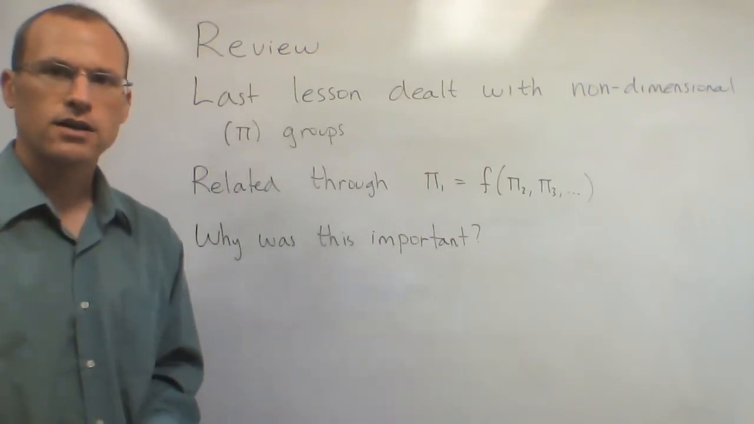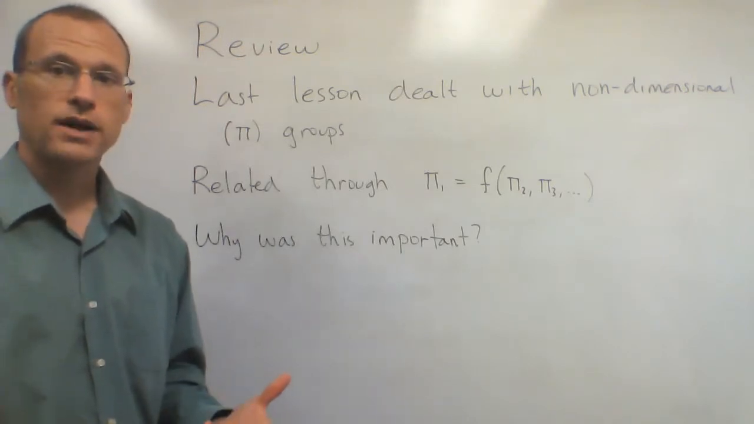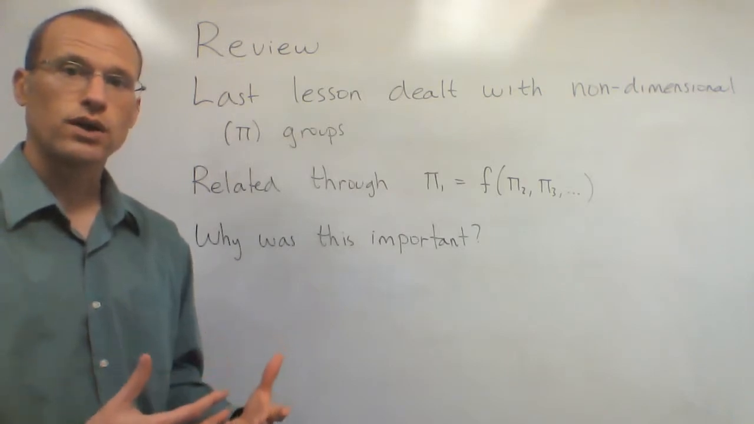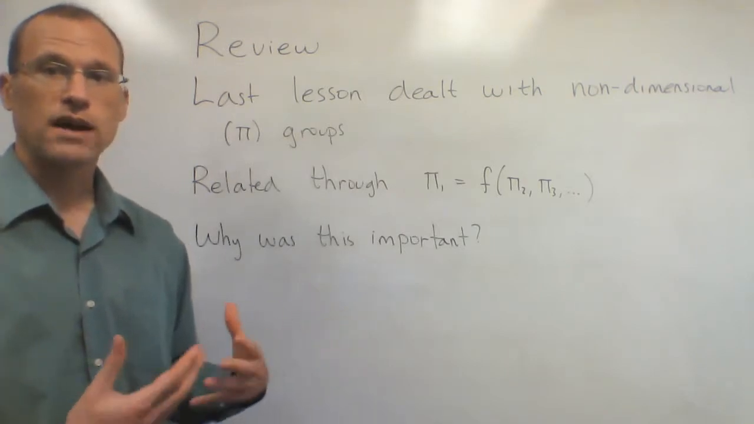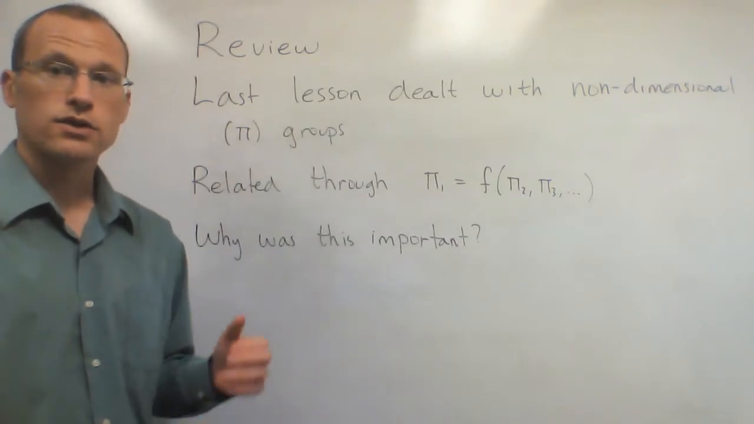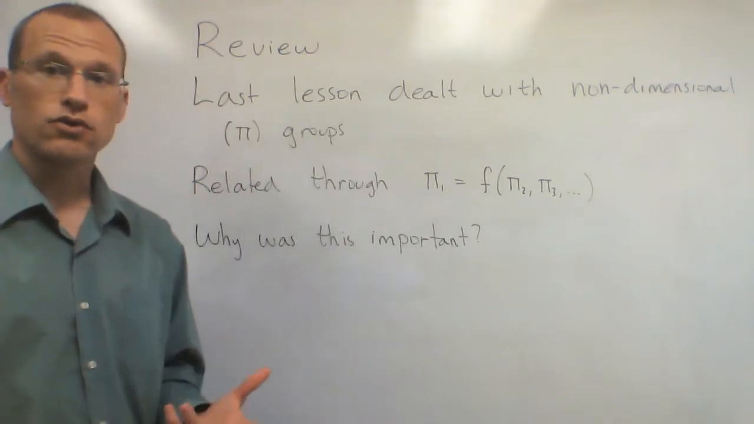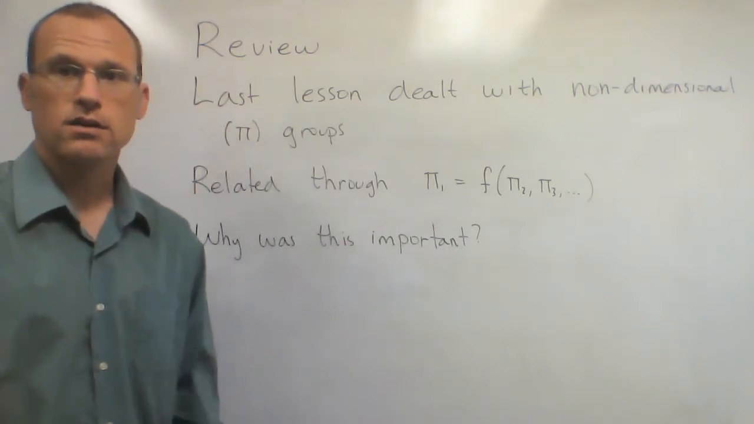And in the context of the previous lesson, we're just trying to reduce the number of variables. So by having 5 or 6 variables, we can combine them down into 2 or 3 different pi groups. So we went from 5 or 6 variables into 2 or 3, which again helps. But there's another reason why we want to use these non-dimensional groups, and that's the point of today's lesson.